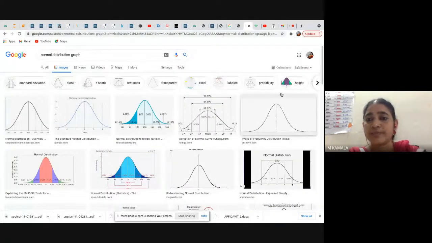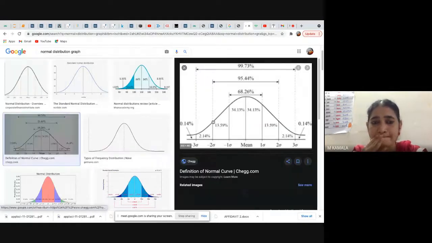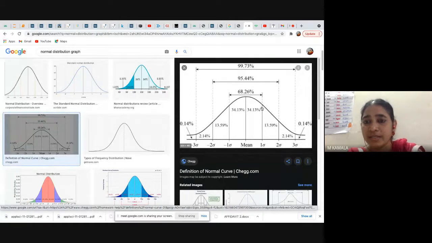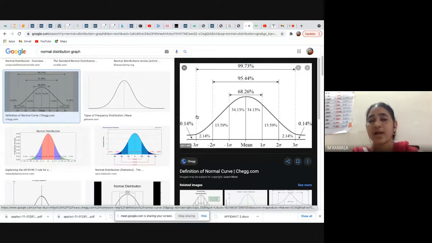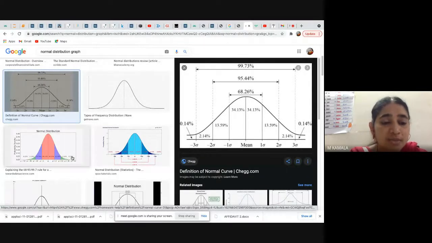These are your normal distribution curves. If you see this one here, do you understand? In a normal distribution, if you take 100% data, say for example, if you're having 100 values, and if you take the mean value here, most of the data here is concentrated between this range.